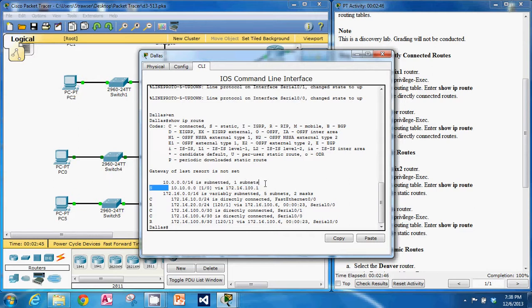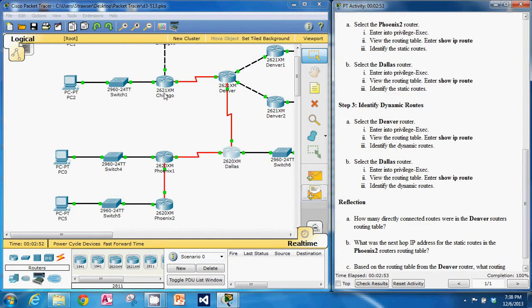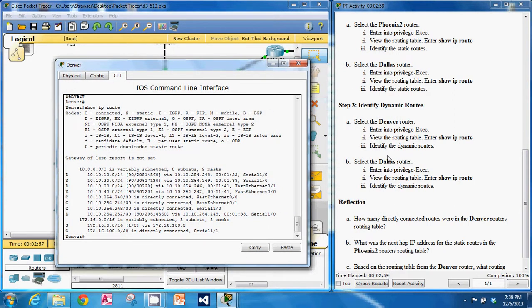Alright, and now we're going to look at dynamic routes. So we're going to go to the Denver router again, and we're looking at which routes are dynamic. Those all start with a D. That doesn't necessarily mean dynamic, but it stands for EIGRP, which is a dynamic routing protocol. So all the ones that start with D are dynamic routes. And then the Dallas router, same thing, all the dynamic routes.